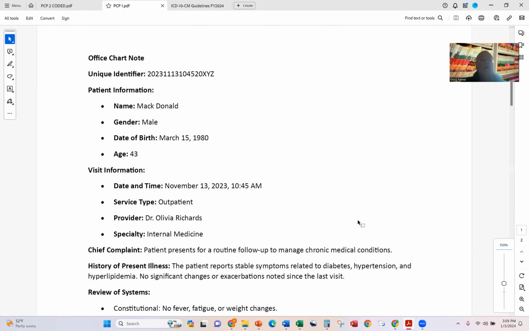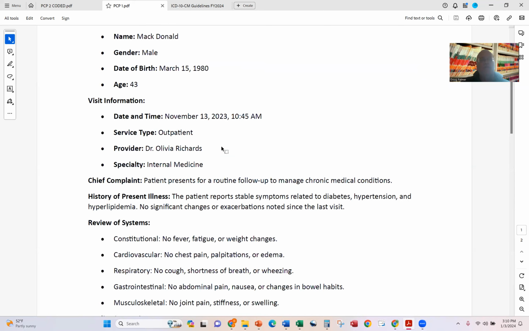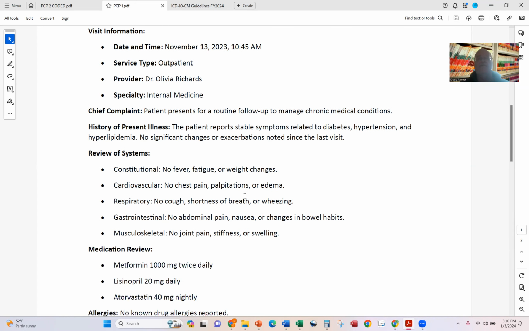And we have patient MacDonald, male, March 15th, 1980, date of birth, age 43. Okay, and he visited Dr. Olivia Richards on November 13th, 23. Patient presents for routine follow-up to manage chronic medical conditions. The patient reports stable symptoms related to diabetes, hypertension, and hyperlipidemia. No significant changes or exacerbations noted since last visit.